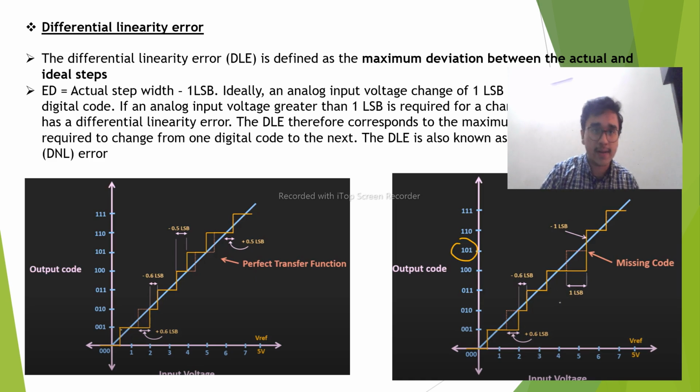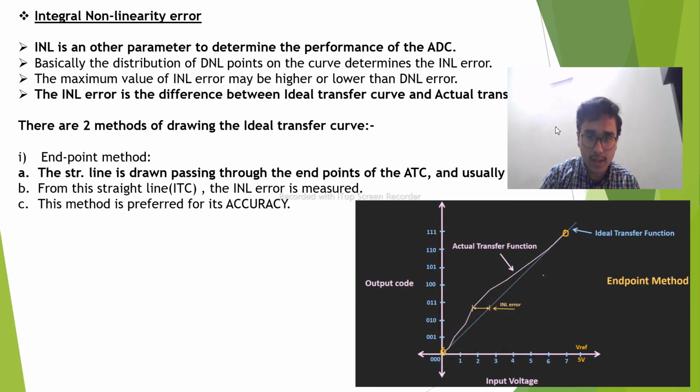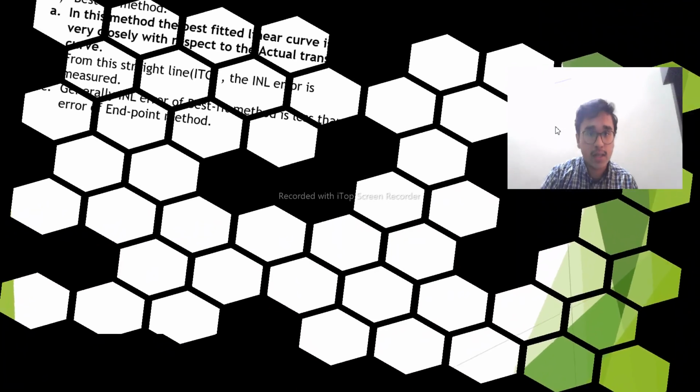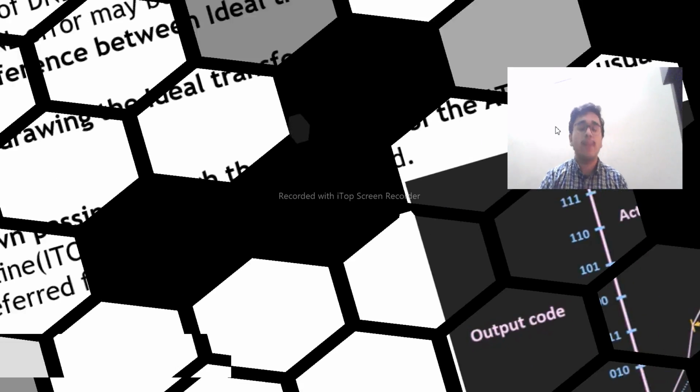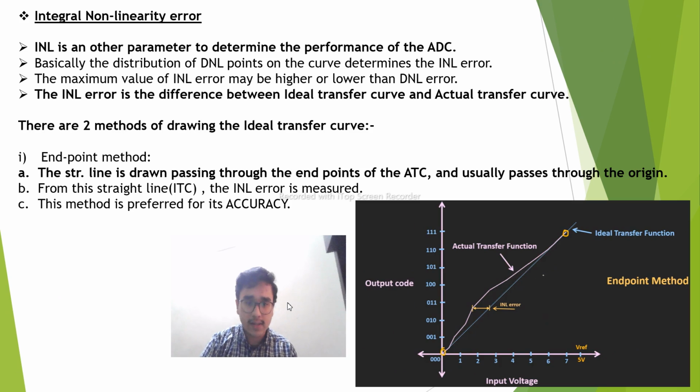Hope you understand. So the next type of parameter, let us see, is the integral non-linearity error. See, this is a simple one actually. Let us go back a minute. We can see here that the integral nonlinearity error is just a parameter to determine the performance of the ADC, as I have mentioned earlier itself.